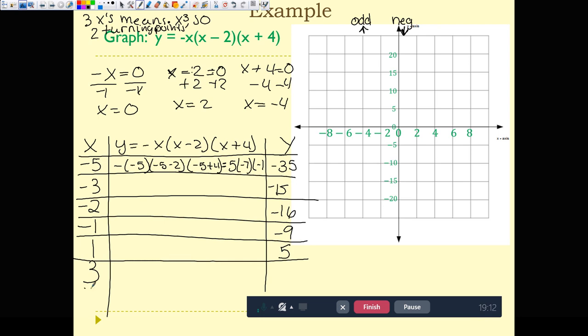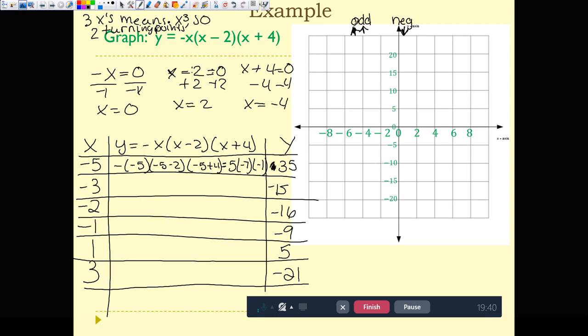So now I'm going to plot these points. So at -5, I'm going to be at +35. I should have +35. So it's a negative multiplication. I'm sorry. So it's going to be +35. That's going to be up here. Okay, we know our graph's going to be pointing up and then down, so that's going to be my up value.